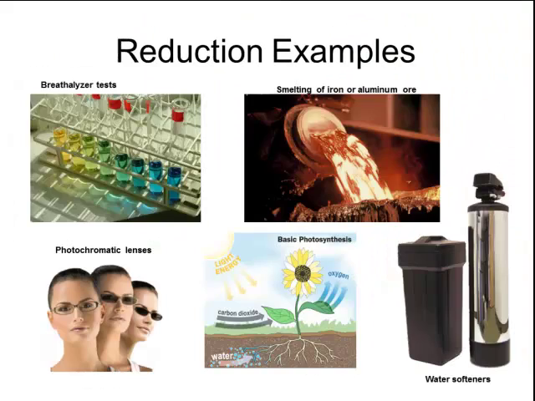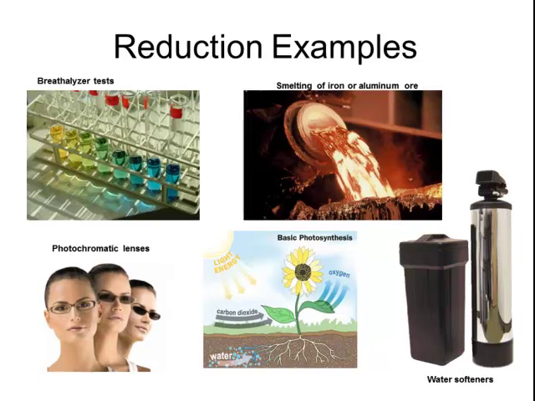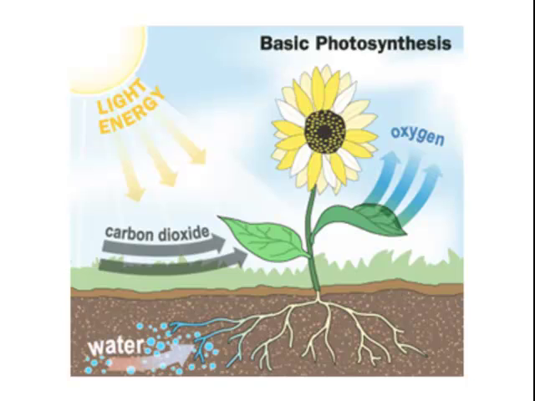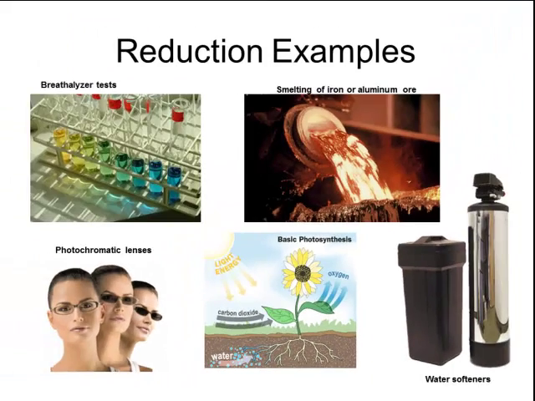Common reactions involving reduction are then the opposite, where you're taking some sort of ionic salt and reducing the metal ion down to its pure form. In the smelting of iron or aluminum ore, we're removing the oxygen from the mineral that we dig out of the earth in order to reduce the metal down to its pure form of iron or aluminum. In photosynthesis, the carbon dioxide is reduced to form glucose, whereas the water is oxidized to form oxygen.